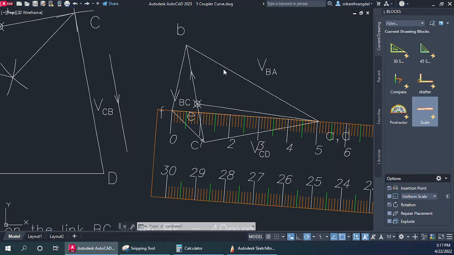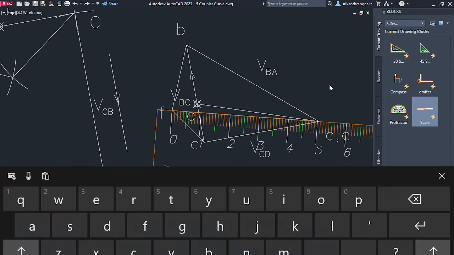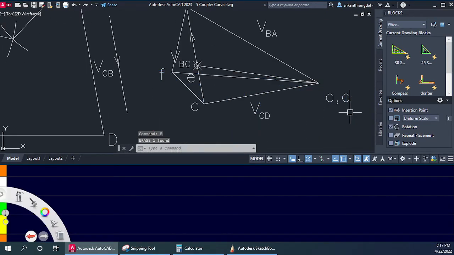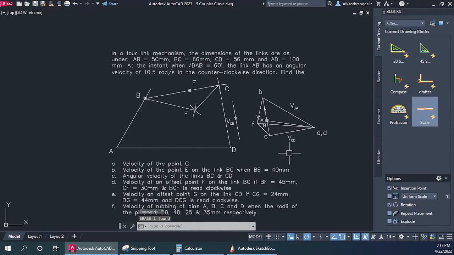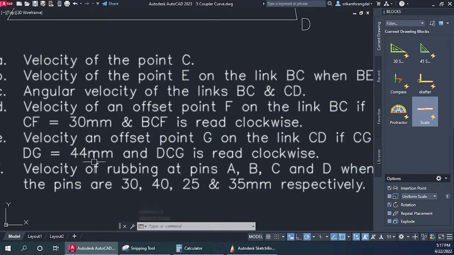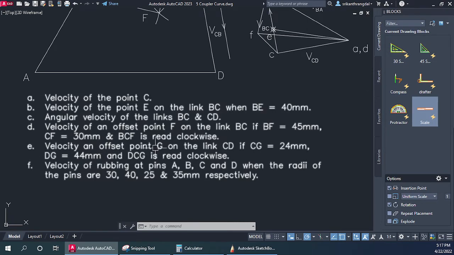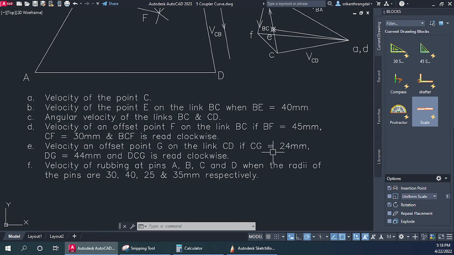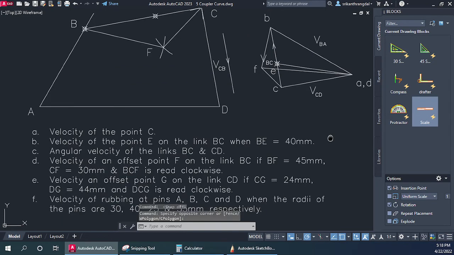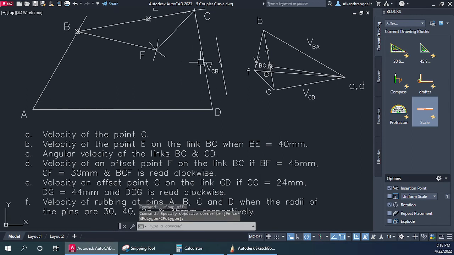In the same way, we have also been asked to create another point, and that point is G, and here the details of the G point have been given. So there's a point G on CD such that CG is 24 and DG is 44. So we once again need to find that other triangle. Let's first go ahead and create that point G over here in the position diagram. We in fact don't need this velocity at all, so I'm just going to remove it.